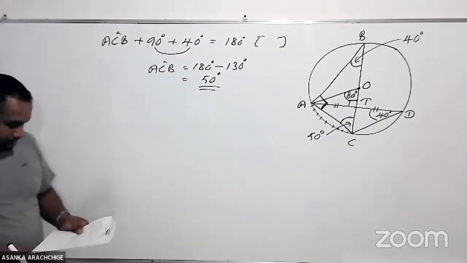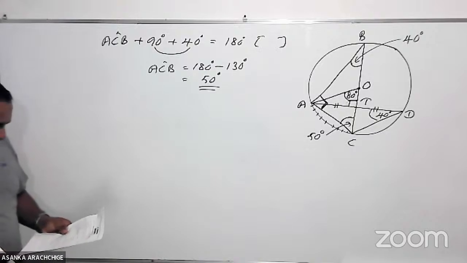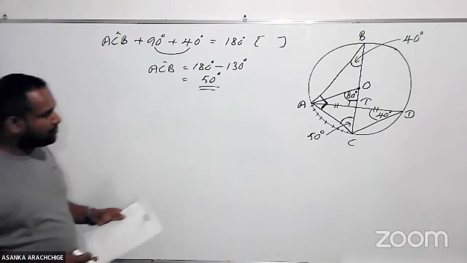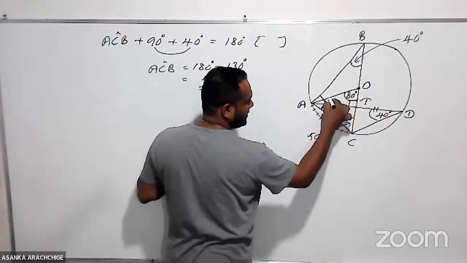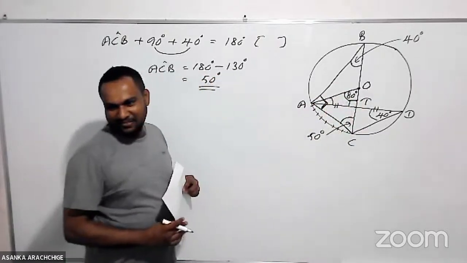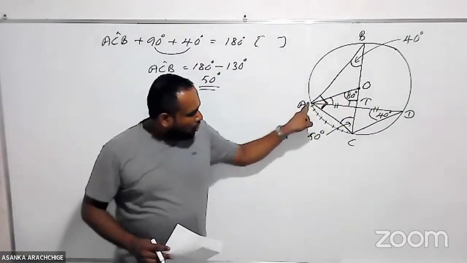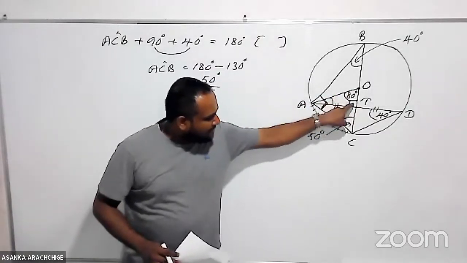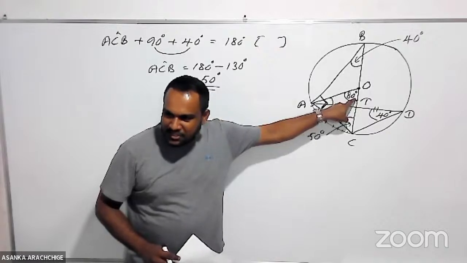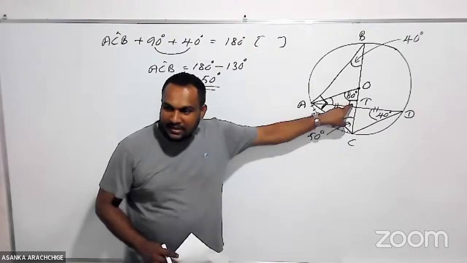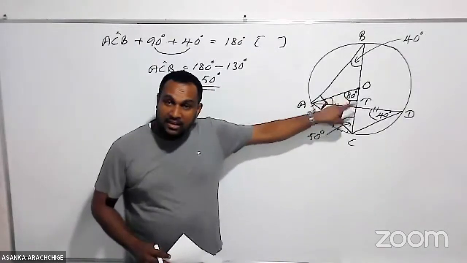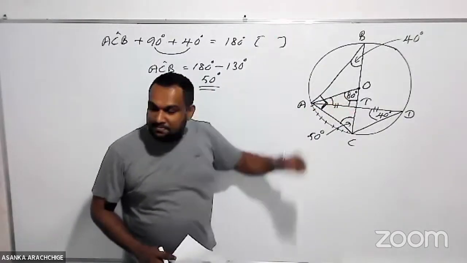The last one, OAD. This angle. Very simple. OAD, this angle plus 90 plus 80. But before that, you have to say that this is a right angle, if you haven't mentioned it in the very first part.